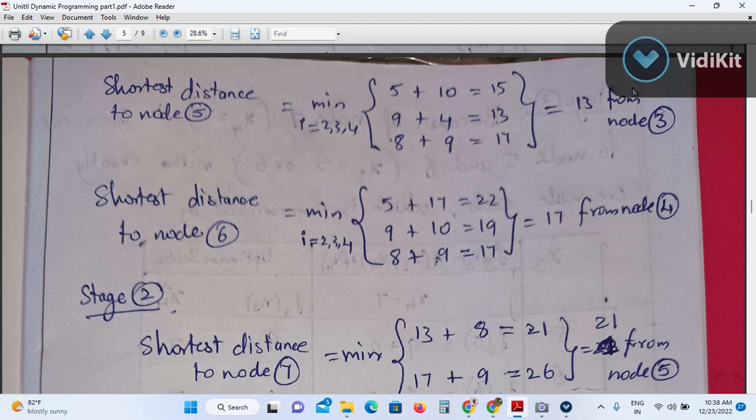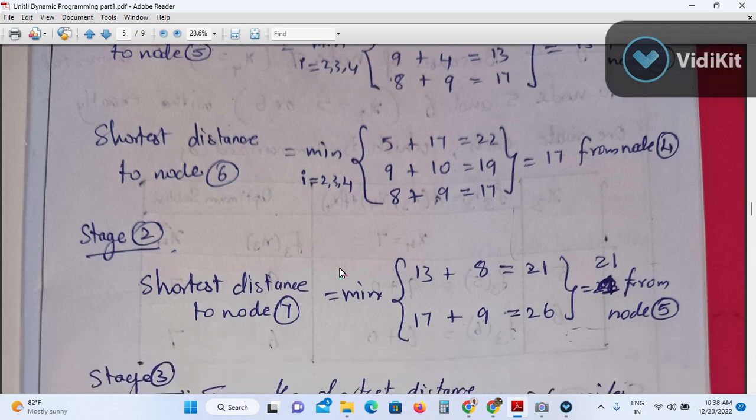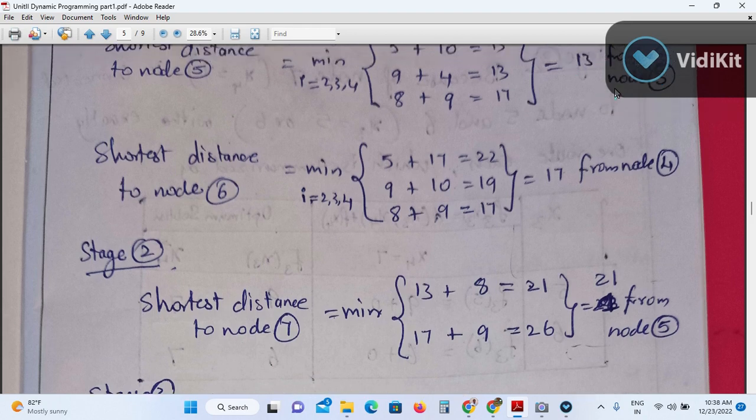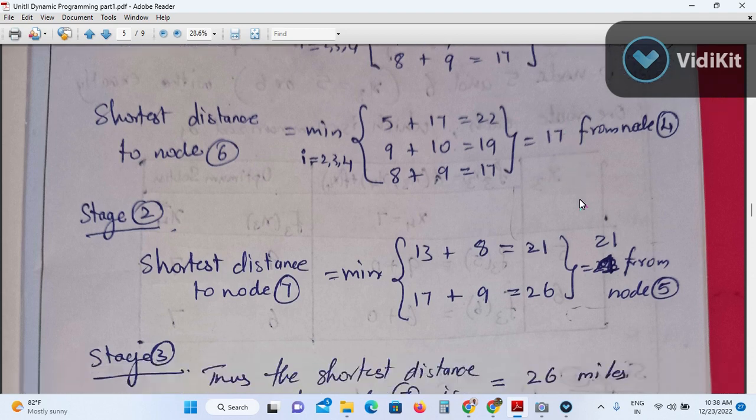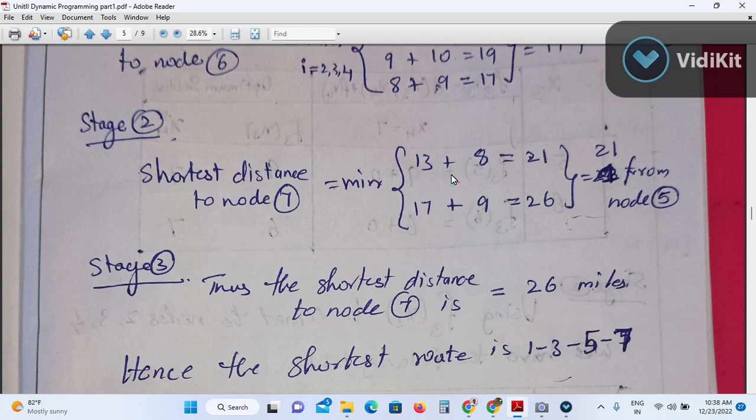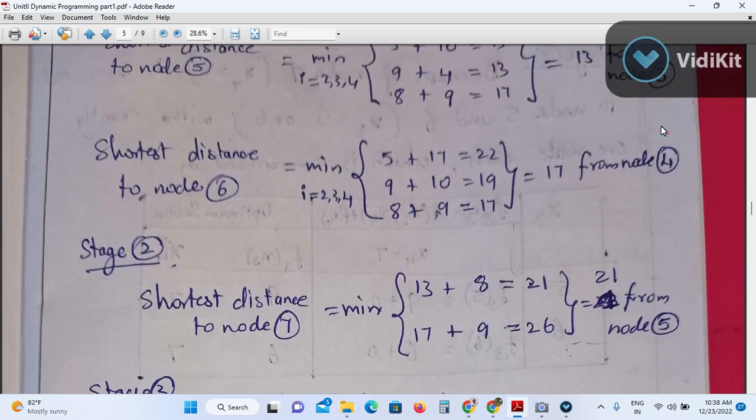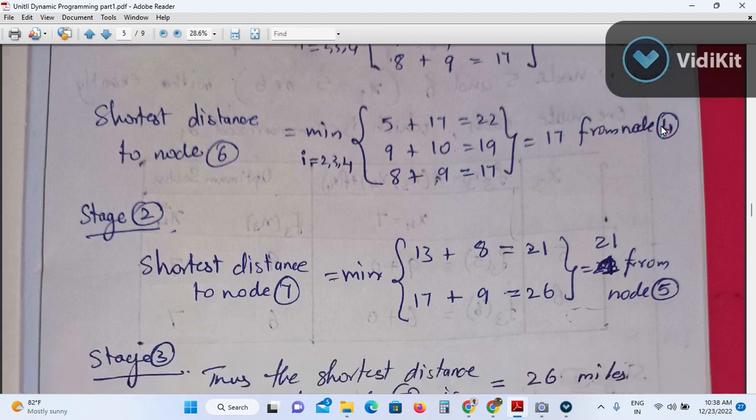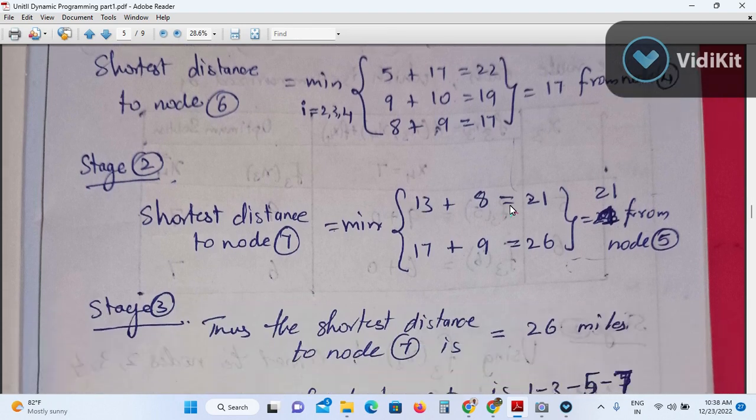Based on these two observations, now move to the next stage, that is to reach node 7, from 5 or 6. For node 5 the shortest distance we observed is 13, and for node 6 it is 17. So 13 plus 8, right? That is, to reach 7 from 5, the distance is 21.